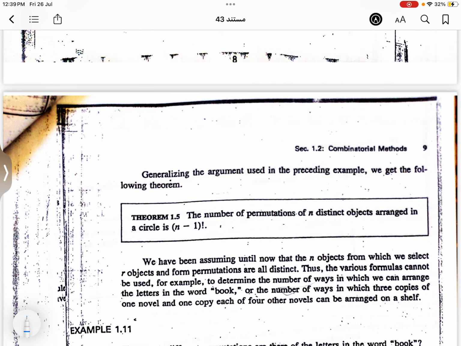We have a theorem, theorem 1.5. The number of permutations of n distinct objects arranged in a circle (you must have the word circle in the question or in the example) is n minus 1 factorial, which means n minus 1 multiplied by n minus 2 multiplied by n minus 3, and so on till 2 by 1.